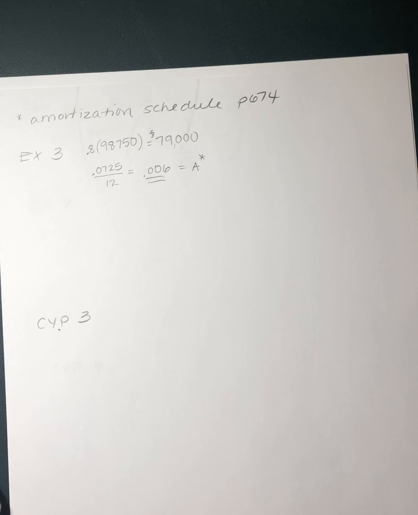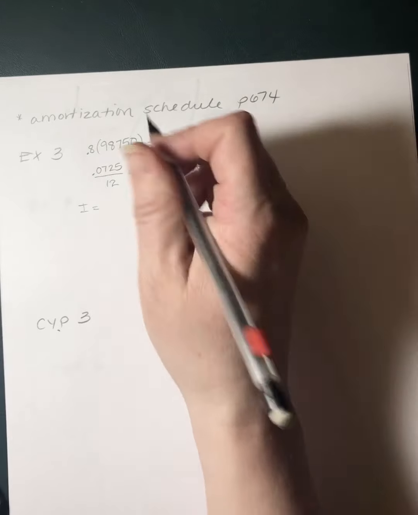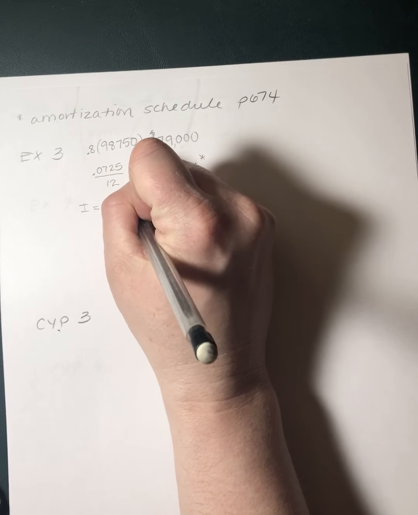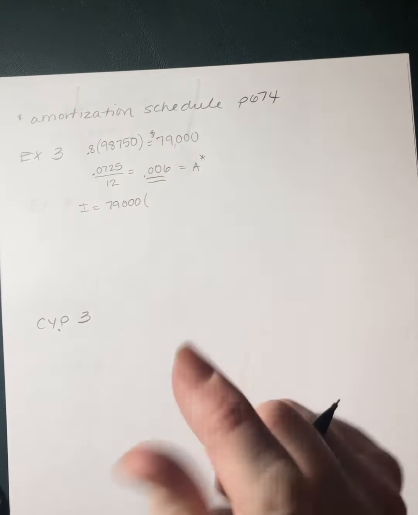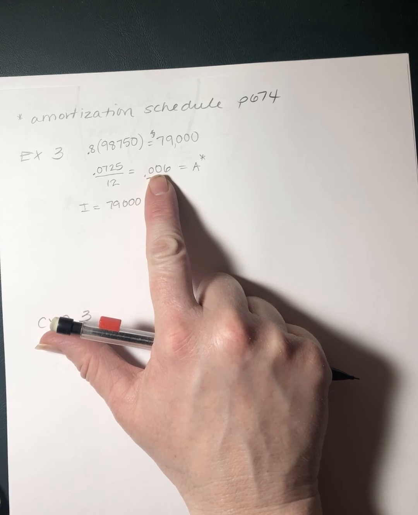So now for the first payment, this is where it gets tricky, okay? For my first payment, it's actually simple interest. So my interest is my principal, $79,000, times my rate. Now my rate is this number here, okay?